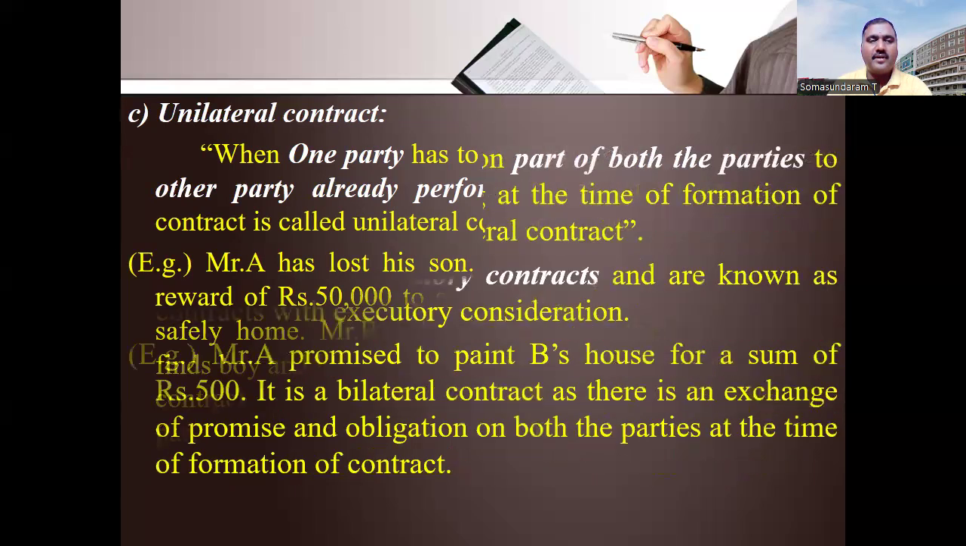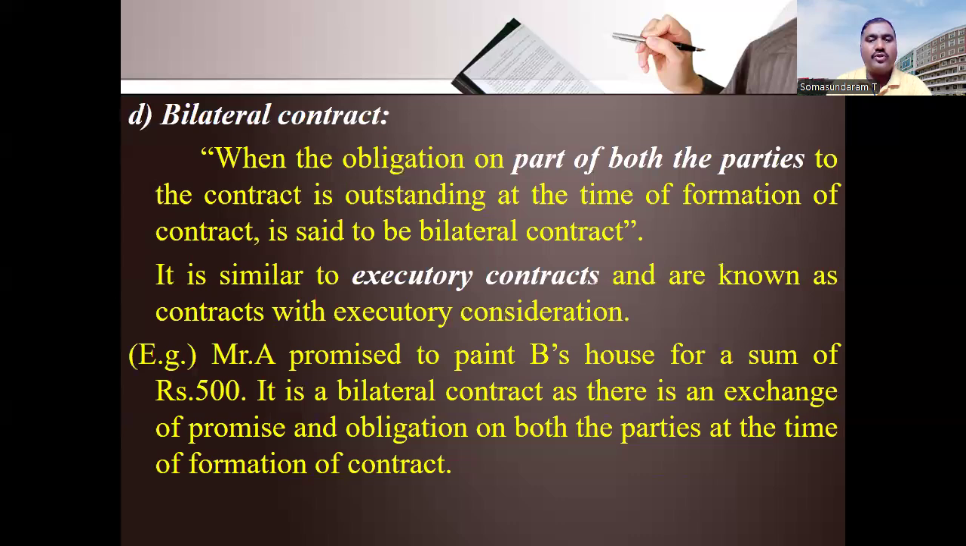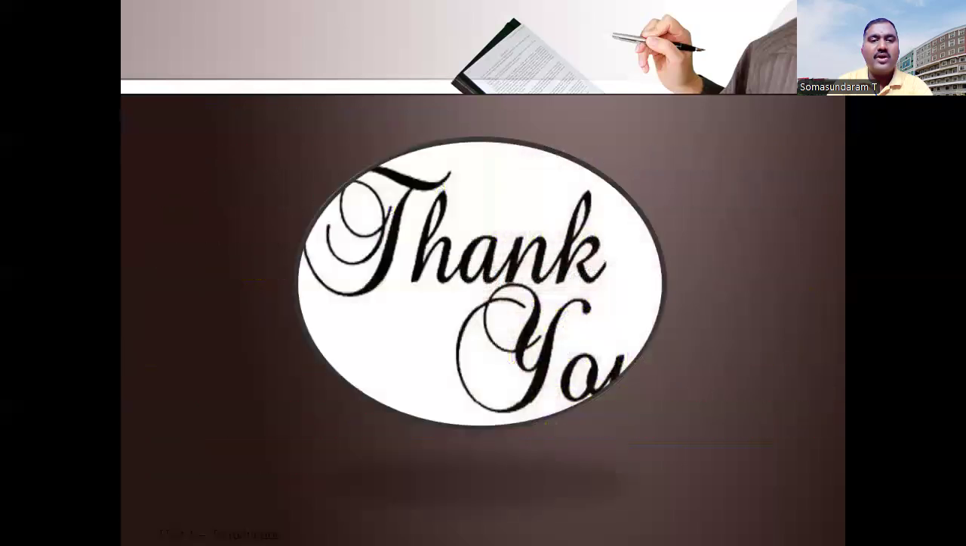Uni means one. Bilateral contract is where both the parties are in the contract, and at the time of formation of the contract, they are ready to perform. They are ready to execute. It is similar to the executory contract. They are ready with everything. All the agreements are made, sanctioned by the government officials, and it is ready to perform. It is all called a bilateral contract, where both the parties are ready to perform. This is about the bilateral contract.